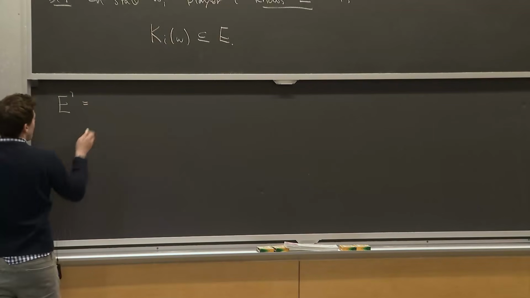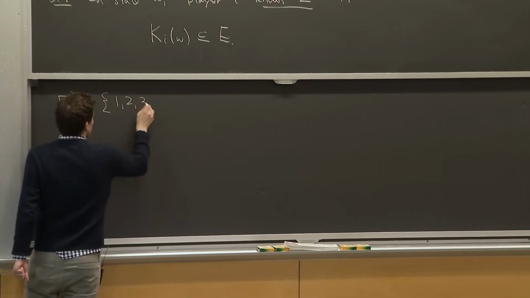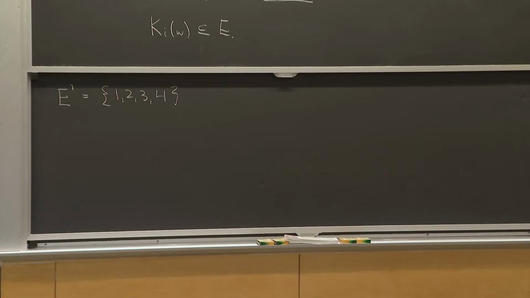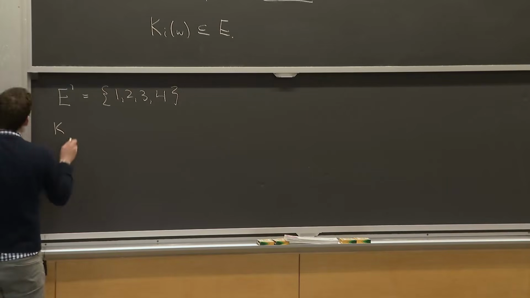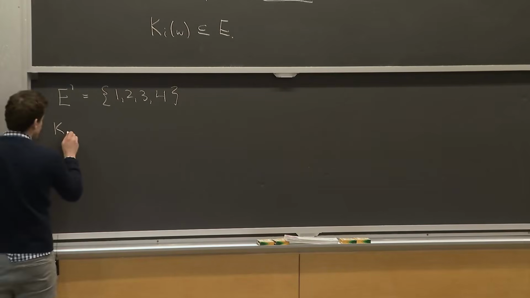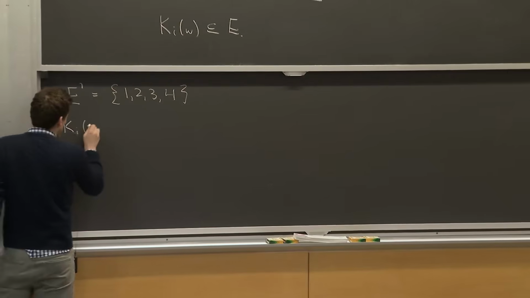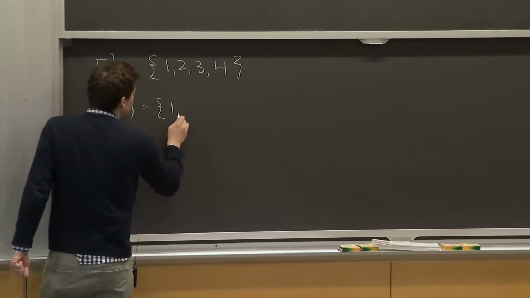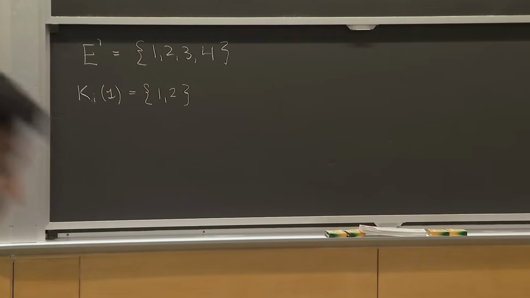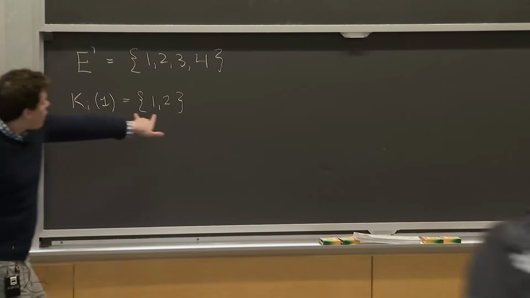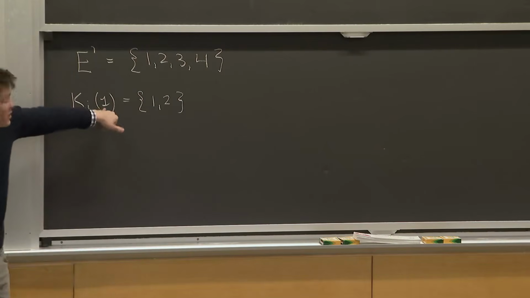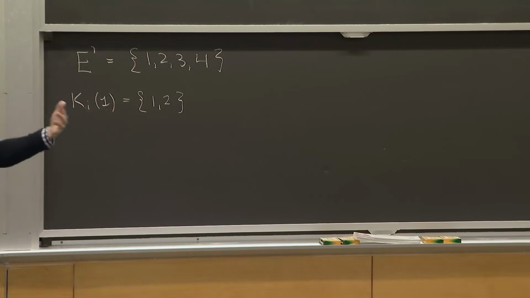So let's consider the event E prime, which is {1, 2, 3, 4}. This is the event that the die is at most 4. And let's just go through each of our cases. If the state is either 1 or 2, let's start with state 1. If the state is 1, the player knows that the state lies in this cell {1, 2}. And because the set {1, 2} is a subset of the set E prime, we conclude by our definition that in state 1, the player knows the event E prime.